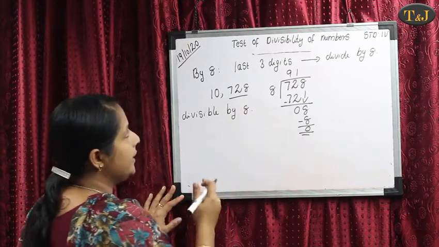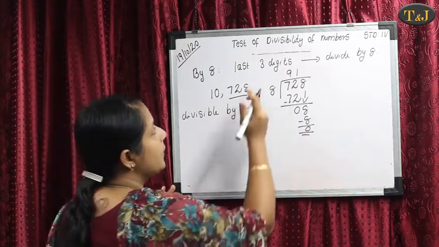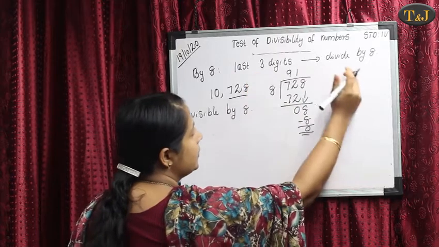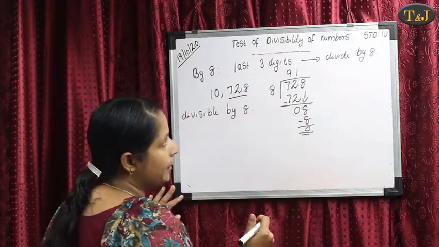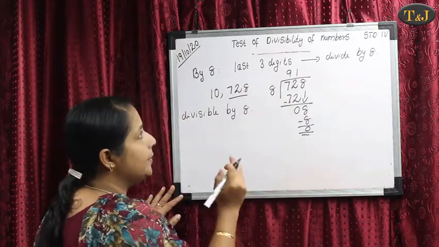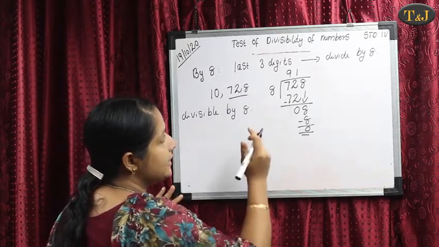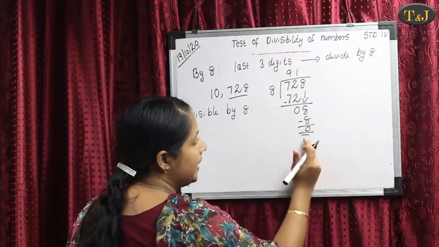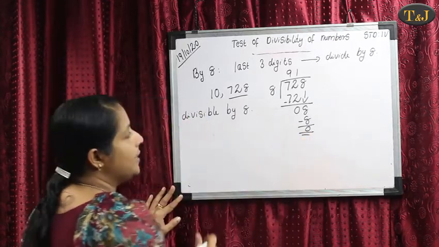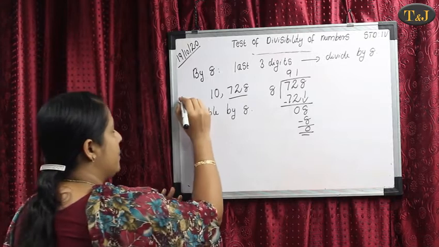Okay. Then checking the divisibility by 4, we are taking the last 2 digits and dividing by 4. When we get the remainder as 0, it is divisible by the number 4. In the same way, here we are taking the last 3 digits and dividing by 8. When we get the remainder as 0, that number is divisible by 8. Then one more example.